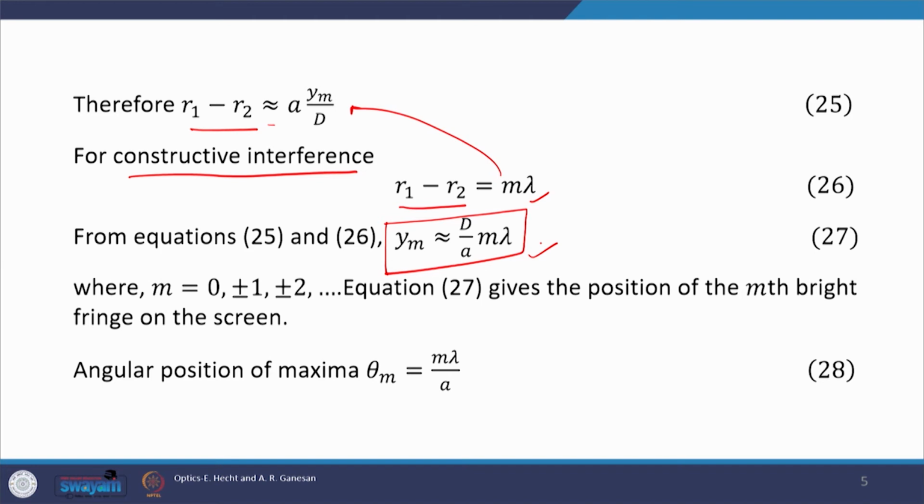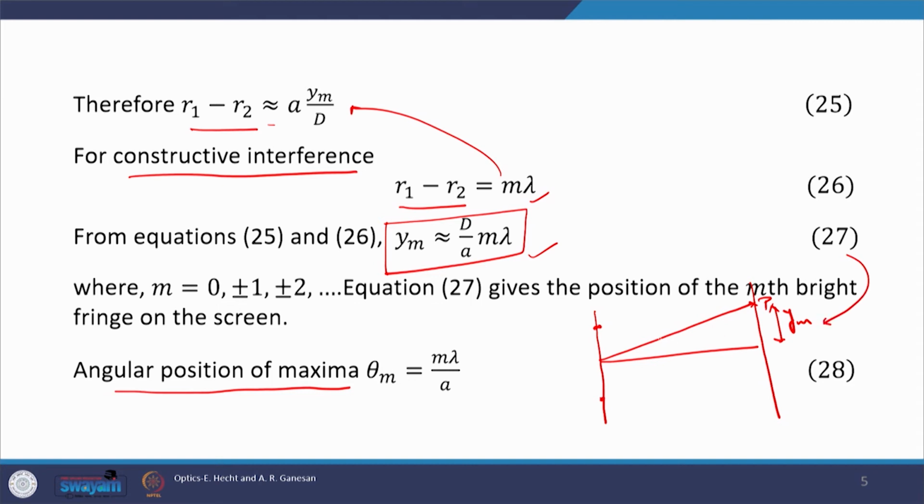Once we have this position, then we can calculate the angular position of maxima. Here we have two sources which are in a plane or along a line, and here we have a point of observation P. Once we know this distance, which is y m, given by equation number 27, then we can also calculate the angular position of the mth fringe. How to calculate the angular position?